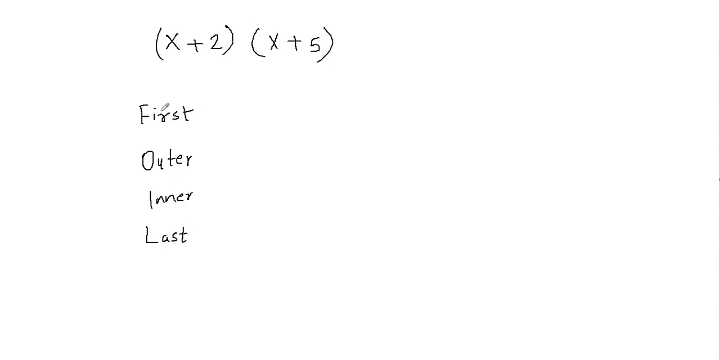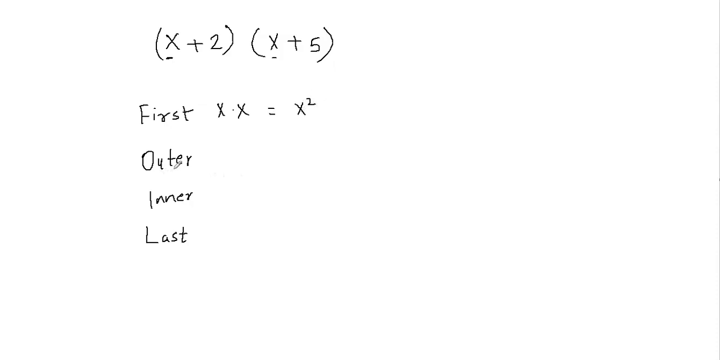So now, first of all, we'll identify the first terms of each binomial, and then we're going to multiply them together. So the first terms of each binomial. The first term of this binomial is x, and the first term of this binomial is also x. So we're going to multiply them together, x times x, that will give me x squared.